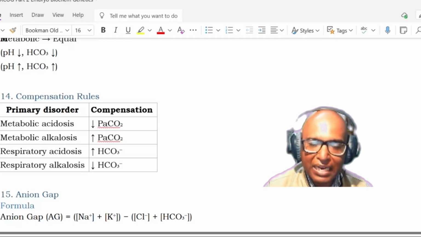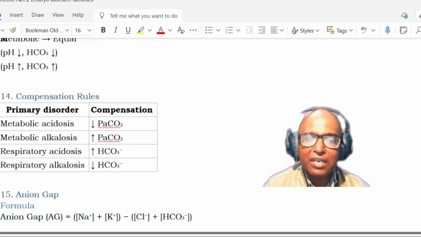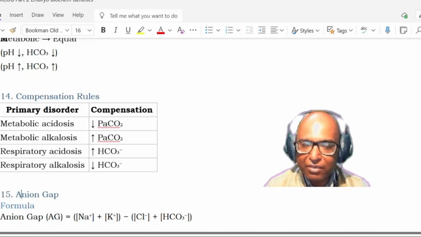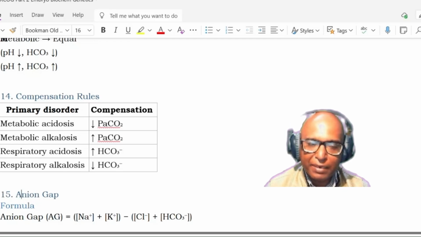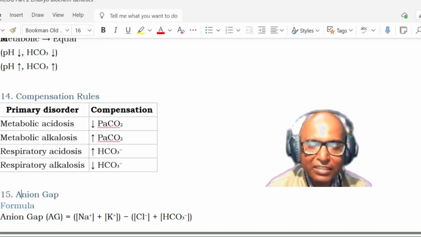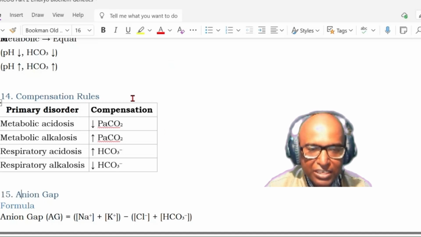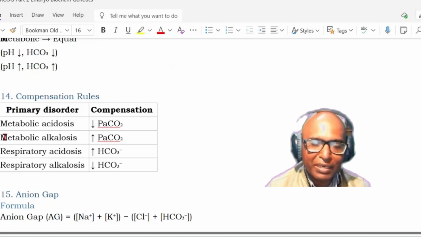There are some compensatory mechanisms which come into action. If it is a metabolic acidosis, the compensation is by CO2. While interpreting, we said metabolic, look at the bicarb; respiratory, look at the CO2. But when there is a compensation, because any acidosis, the body will try to compensate. Any alkalosis, the body will try to maintain the pH. That compensation in cases of metabolic happens by changes in the PaCO2.